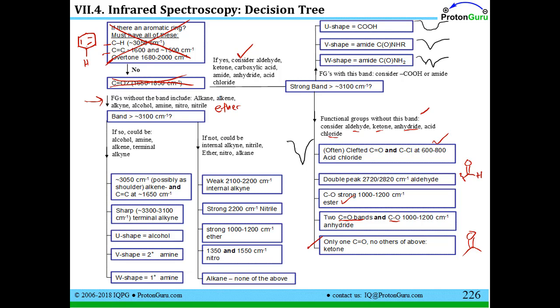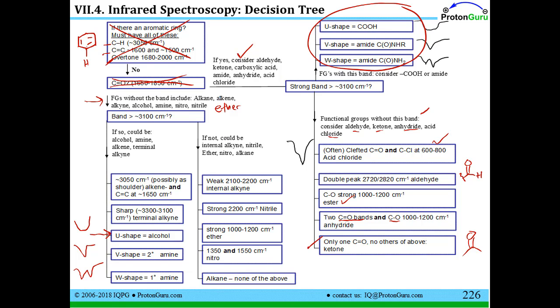Well, let's say we have one of these bands to the far left-hand side, the high energy side of the spectrum, above 3100. One of these peaks, but we don't have the CO double bond. Well, if we see the U-shaped peak, very broad peak, it could be an alcohol. If we see a sharper peak in that region of the spectrum, it could be a secondary amine, a secondary amine being one with only one H on the nitrogen, or a W shape if we have an NH2 group. It could be a primary amine. There are also a couple other bands that appear in that region of the spectrum.